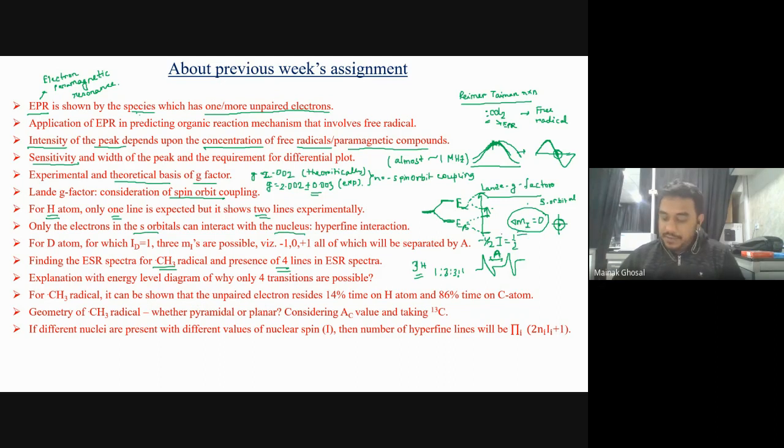If you have any confusion about this, you can see my previous discussion where I discussed all these topics. For the methyl radical, it can be shown that the unpaired electron resides 14% of the time on the hydrogen atom, because it was shown that the hyperfine splitting constant A depends on rho. A is directly proportional to rho. Now what is rho? Rho is the unpaired electron density. So it was shown that A equals Q times rho.